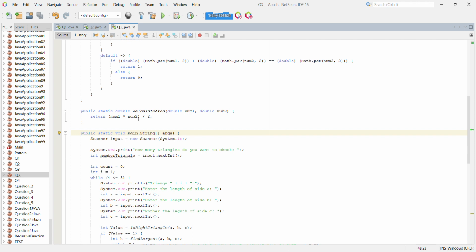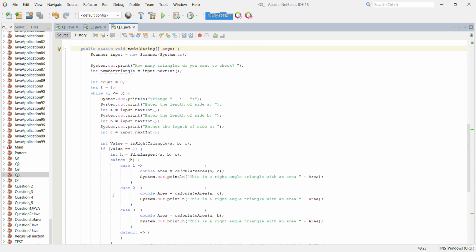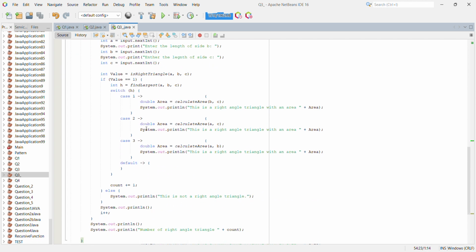Okay? And in our question, it tells us how many triangles we are going to enter and how many of them are right triangles. To do this, we have to run the while loop up to the number of triangles and add a counter outside the loop to find the number of right triangles. Let's run it.